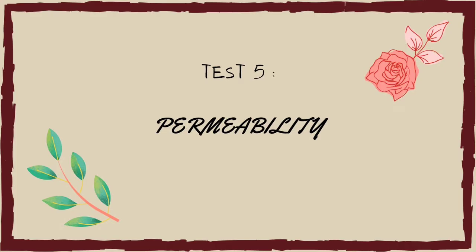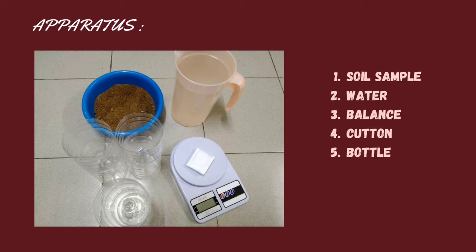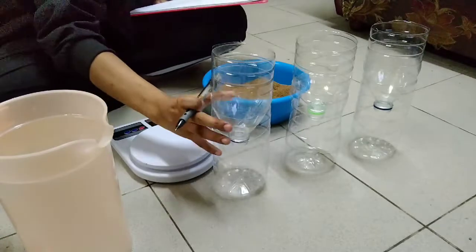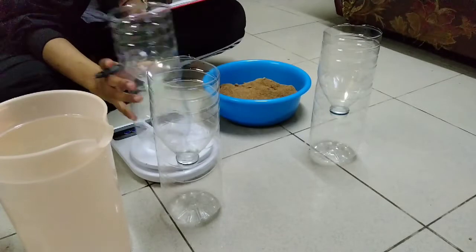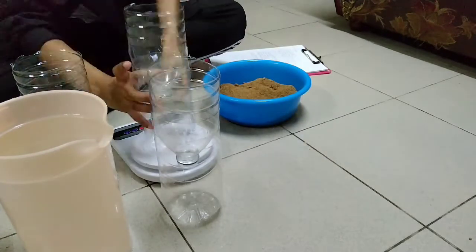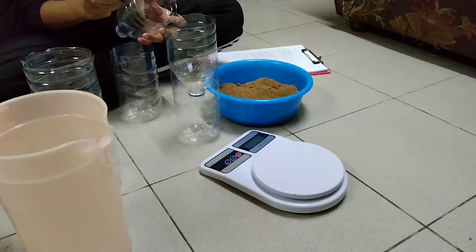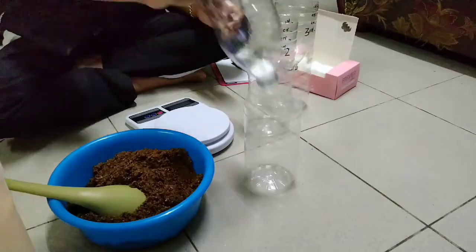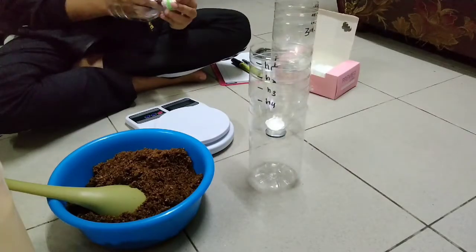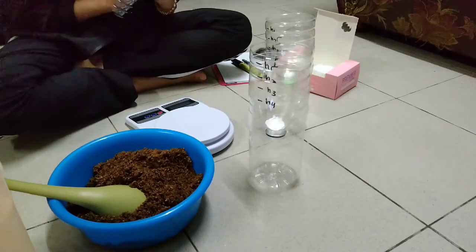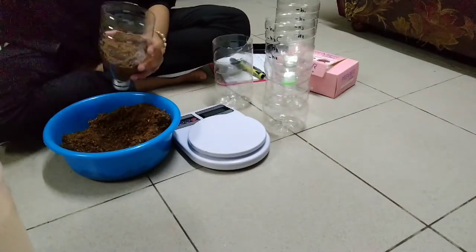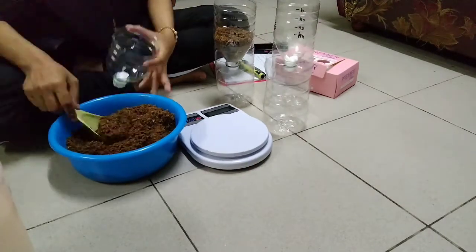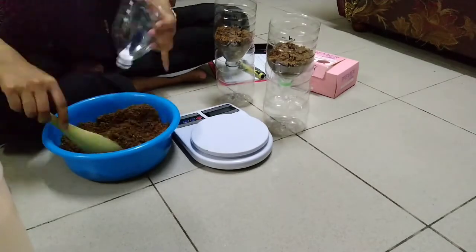The last test is permeability. The apparatus that I use is soil sample, water, balance, carton and bottle. First, we need to weigh the mass of the bottle and then record in the data. And then label the bottle with 1, 2 and 3. Then we need to put the carton to avoid the soil sample from dropping. And then fill the bottle with the soil sample and weigh the bottle and record the mass.